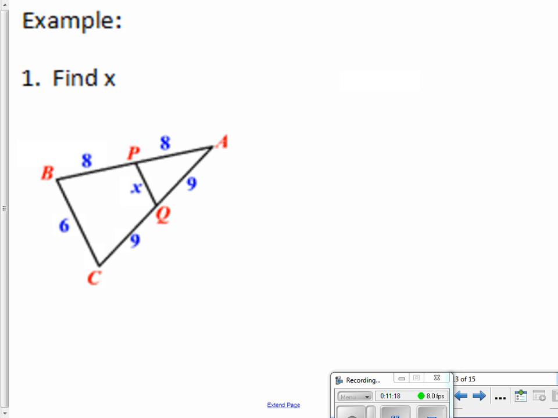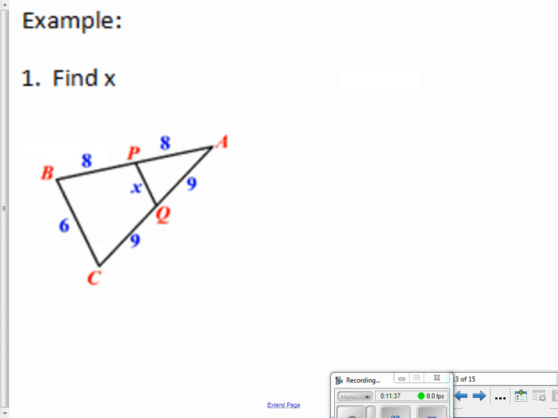So for our first example, we have a triangle ABC, and we have extra points on it, P and Q. We have a lot of lengths here. We have 8, 8, 9, 9, and 6. And we need to find out what X would be.